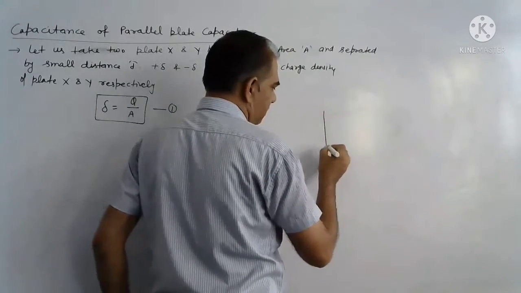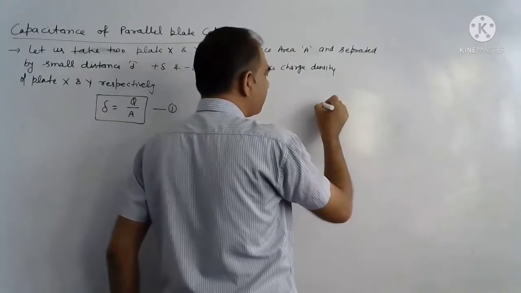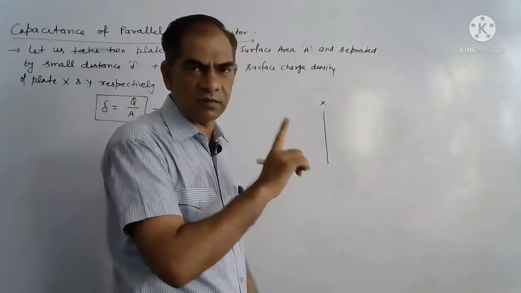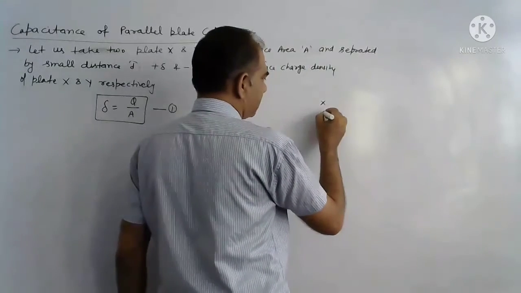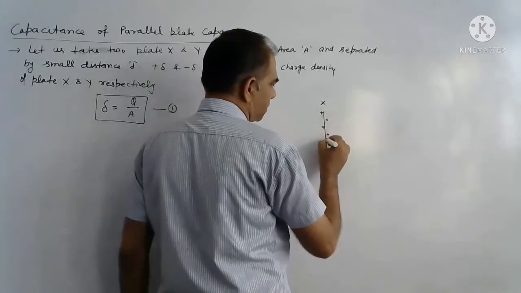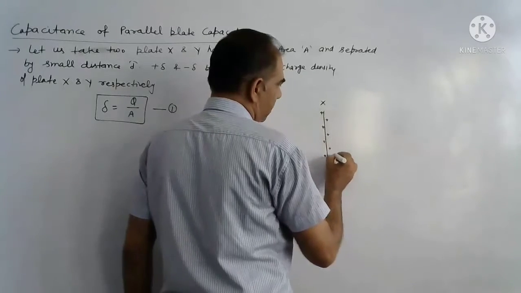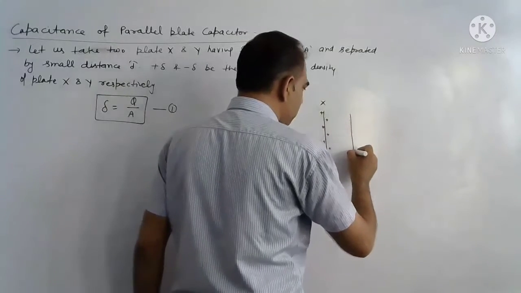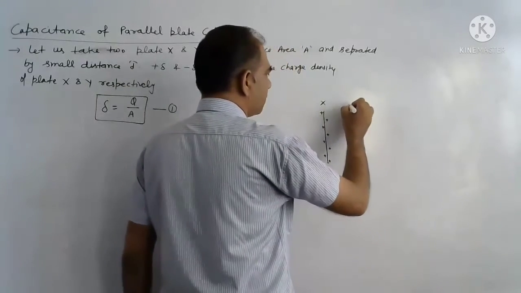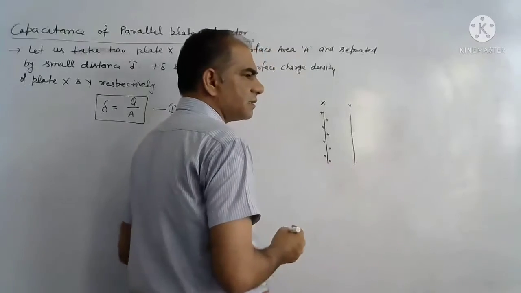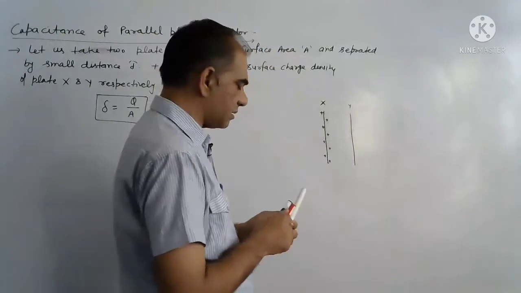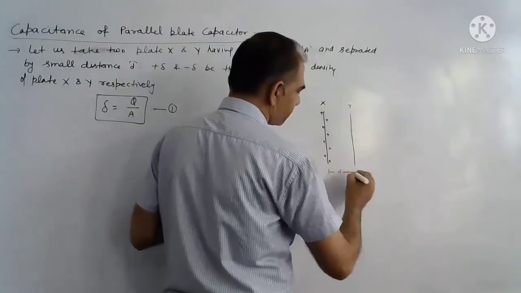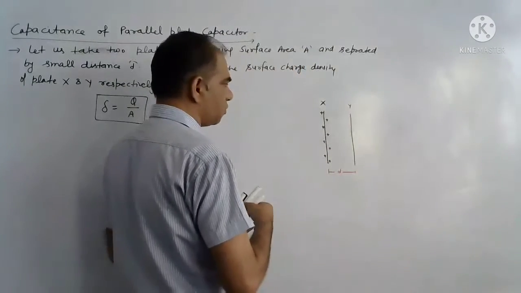Take a parallel plate capacitor. This plate is X. It is an insulating material, a metallic plate, and positive charge is given to this plate. Then we take another plate of equal dimension, that is Y, placed slightly away from this, and the distance between these plates we take as small d. This is the separation between these two plates.